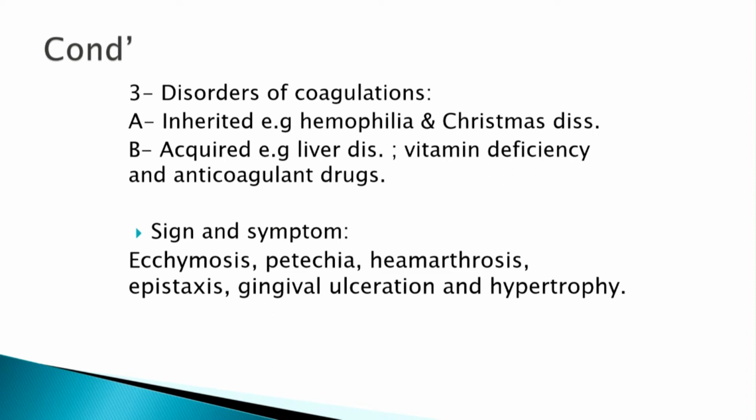So what are the signs and symptoms of the patient with bleeding disorder? The patient may appear with ecchymosis or petechia. We will see what is the difference between ecchymosis and petechia. Hemarthrosis, which is bleeding within the joints, such as the knee joints or ankle. Epistaxis, bleeding from the nose.